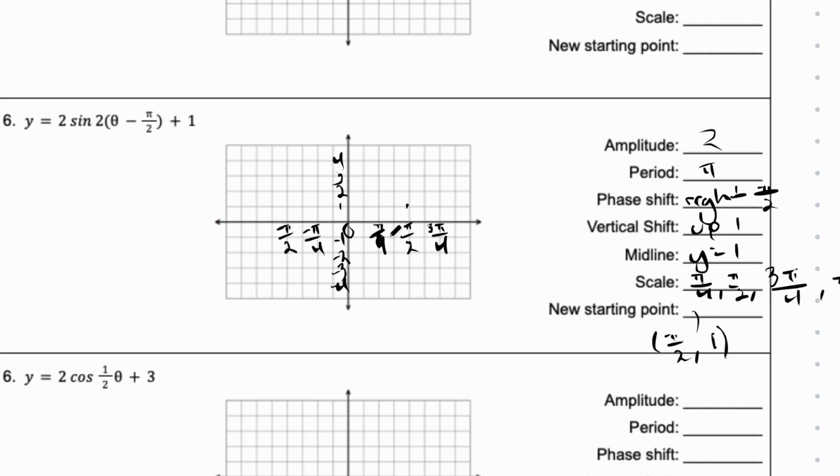Then let's plug in 0. 0 minus pi over 2 is going to be negative pi over 2. Negative pi over 2 times 2 is negative pi. Sine of negative pi is going to be 0. 0 times 2 is 0, plus 1, 1.